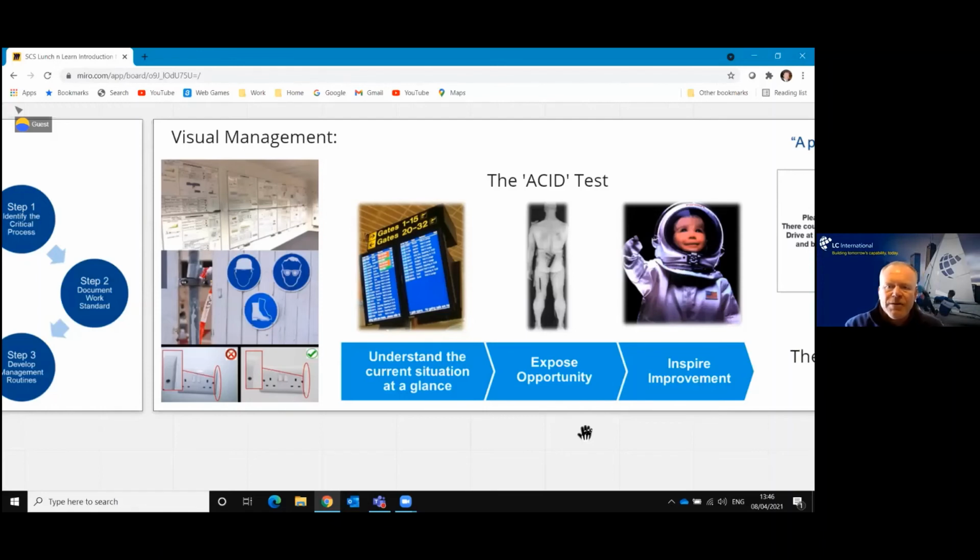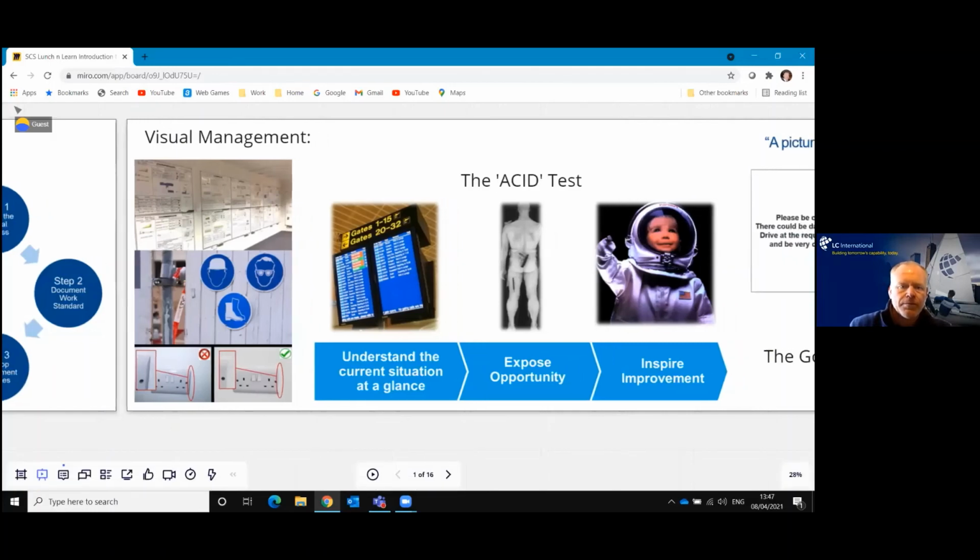So the third element within our acid test is how do we work with our people to inspire improvement? How do we ensure our visuals tell a story that we can understand very quickly? How does it provoke that reaction where we can start to expose the frustrations and opportunities that we face so we can actually take action to improve? And that forms part of that plan, do, check, act cycle, that taking action, the inspiring improvement within our people.